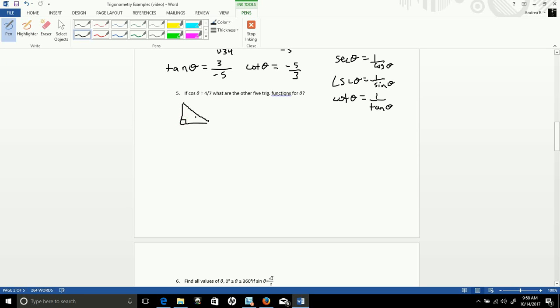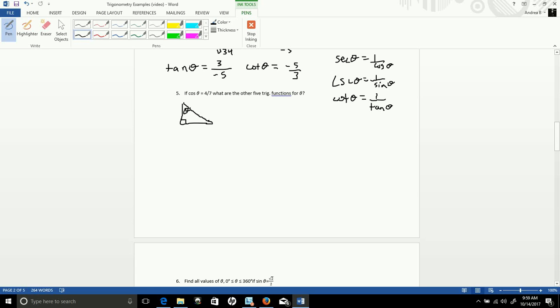And then depending on which angle you label as your theta, it's going to just depend on which sides are going to be your 4 and your 7 there. So let's say, for instance, let's mark this top angle as theta instead, so you don't get used to it always being in that same spot.